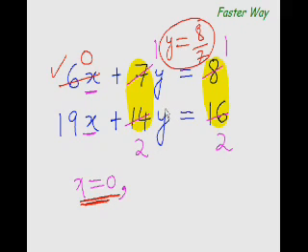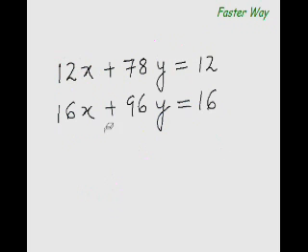Once again, let me repeat. When the ratio of the coefficients of y is equal to the ratio of the constants, then x equal to 0. And using the same logic, if the ratio of the coefficients of x is equal to the ratio of the constants, then variable y would be equal to 0. Now you try to solve these.